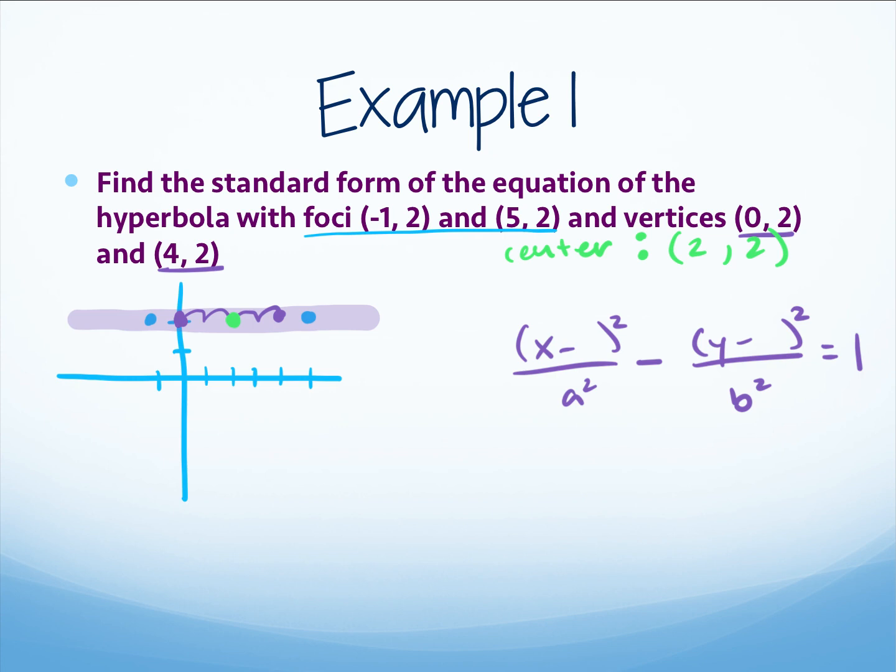So we know that we found almost everything we're looking for. Now we need to know what our A, B, and C are. So A is the distance from what to what? From the center to the vertex. So from the center to my vertex, what is that distance? 2. So A is 2. So in my equation, I would plug in 2 into A. What's 2 squared? 4.